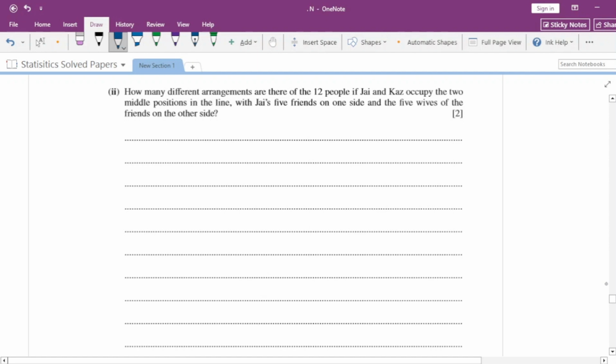Part 2. How many different arrangements are there of the 12 people if Jai and Kaz occupy the two middle positions in the line with Jai's 5 friends on the one side and the 5 wives of the friends on the other side?